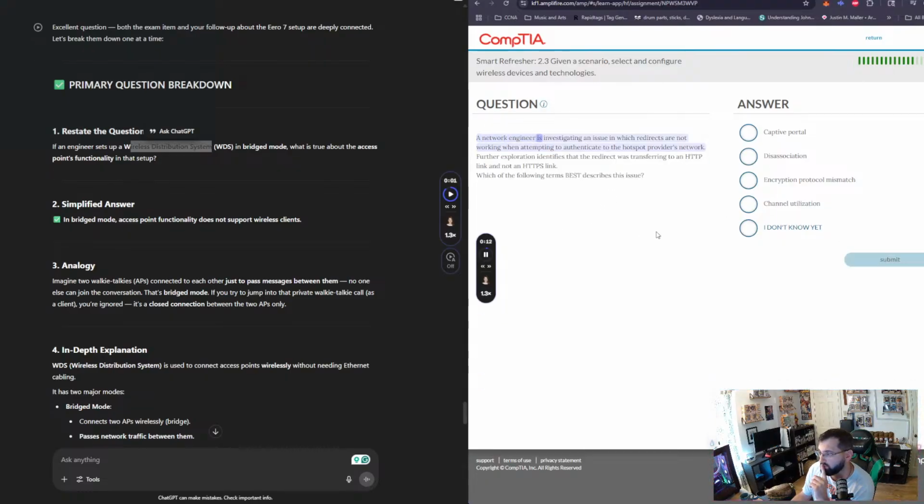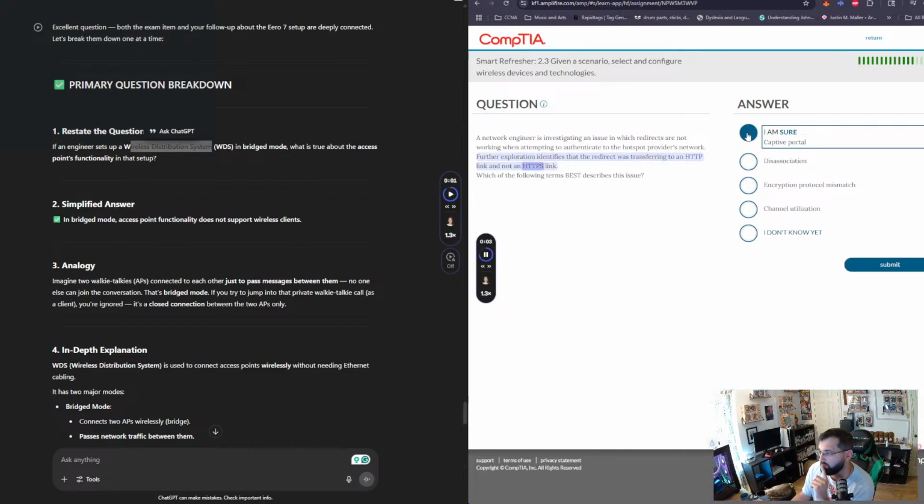A network engineer is investigating an issue in which redirects are not working when attempting to authenticate to the hotspot provider's network. Further exploration identifies that the redirect was transferring to an HTTP link and not an HTTPS link. Which of the following terms best describes this issue? This is what stops your phone when you pull up a website, maybe searching for a product, and you pull it up and it's like, this does not use HTTPS. This is only using HTTP. Are you sure you want to use this? And a lot of times you say no, or yes. That's the captive portal.